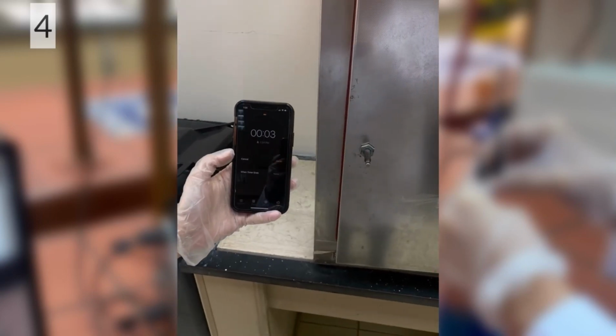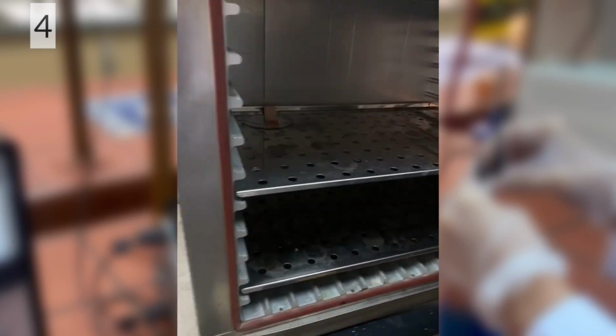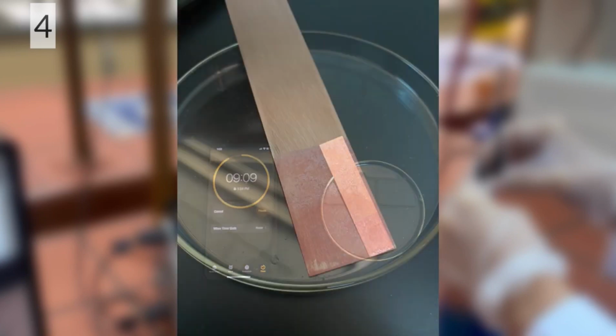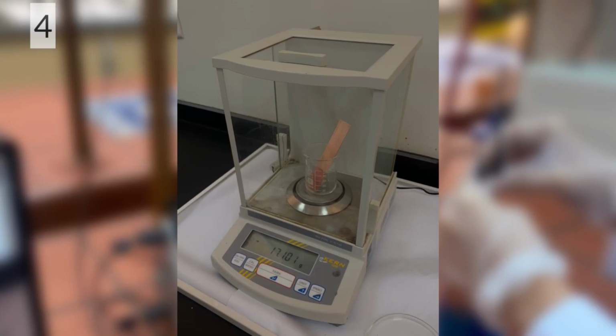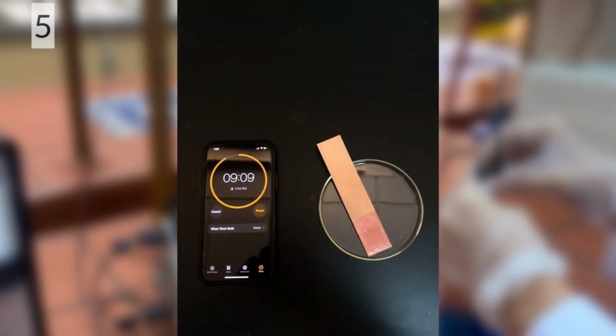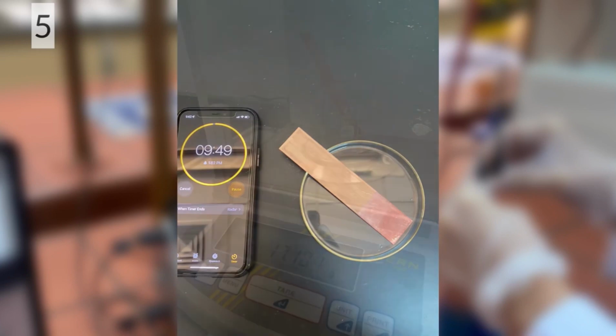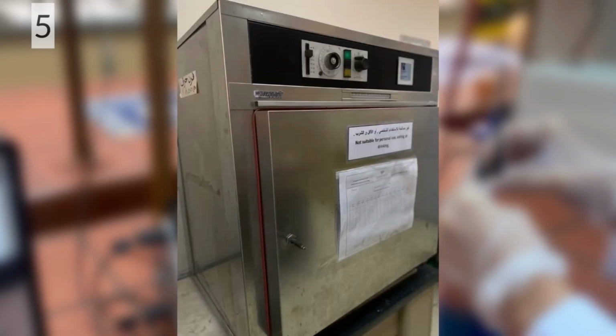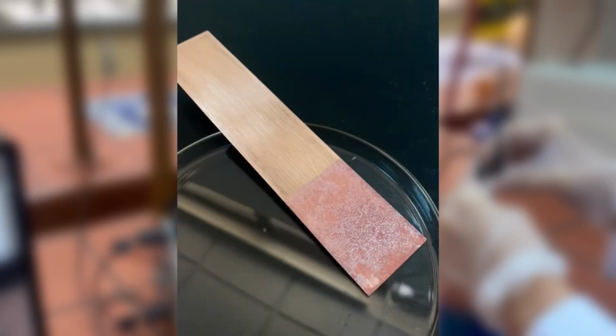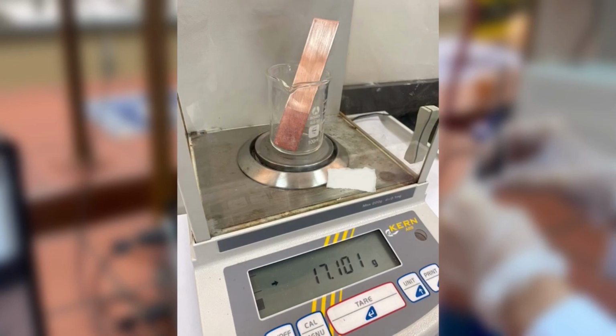After that, we will take the electrode and let it cool for 10 minutes. Then, record the weight of the cathode in the data table. Note: we will repeat this step until we get a fixed weight. We repeat the steps using 200 mA current, then 300 mA for the same time period, and record the weight of copper deposited each time.